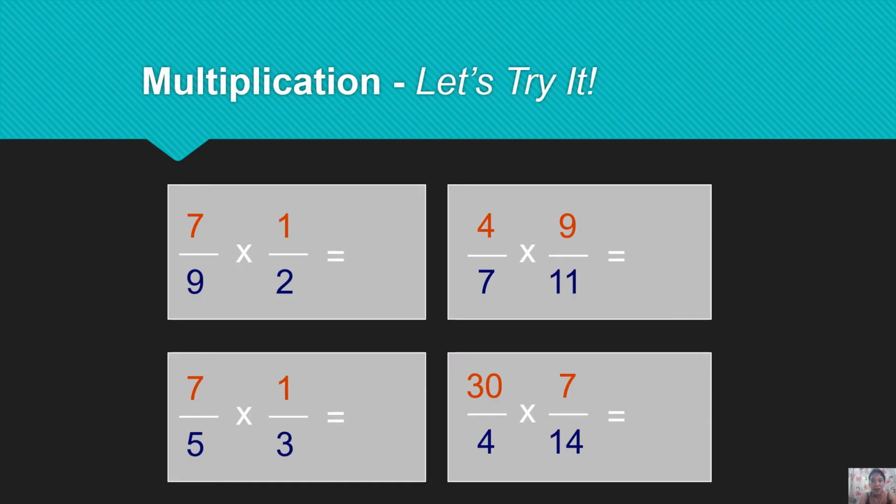So let's try it. 7 over 9 times 1 half. What's the answer? Okay, very good. 4 over 7 times 9 over 11. What's the answer?